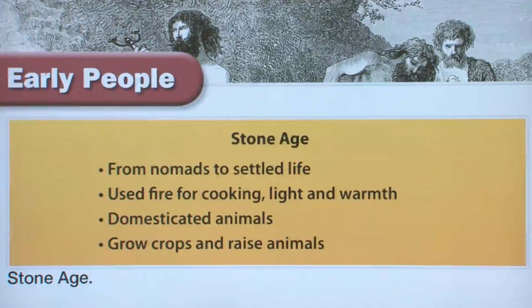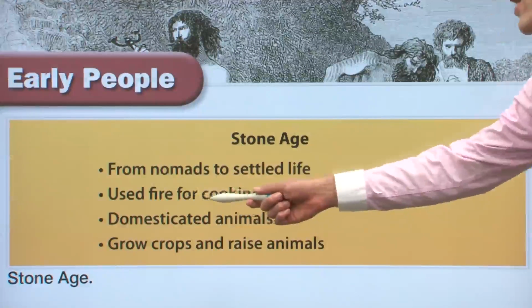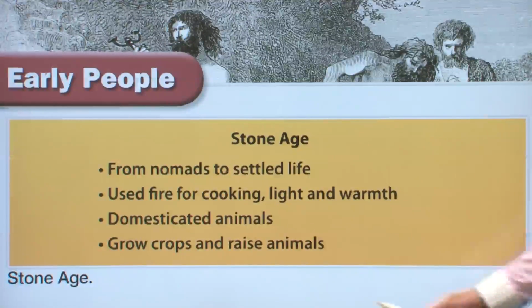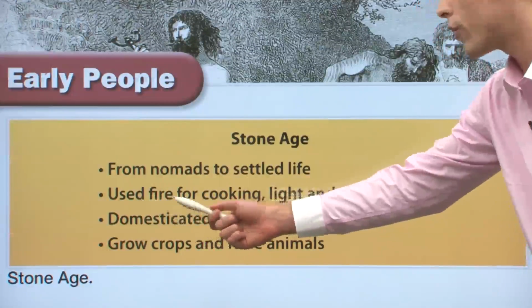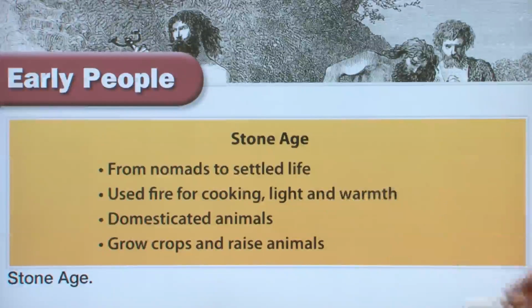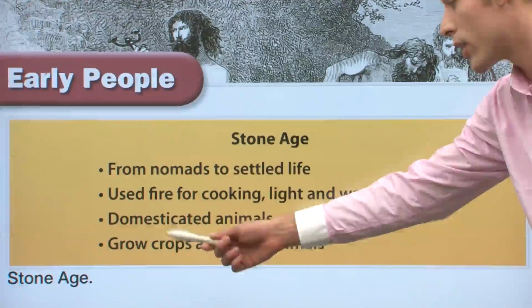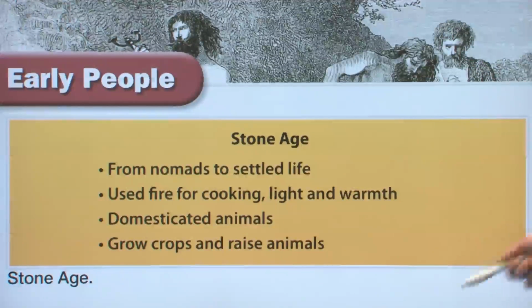So the main points about the Stone Age are that people moved from being nomads to now having a very settled life in villages. People began to use fire for cooking, light, and warmth. They also domesticated animals and they began to grow crops and raise those animals as well.